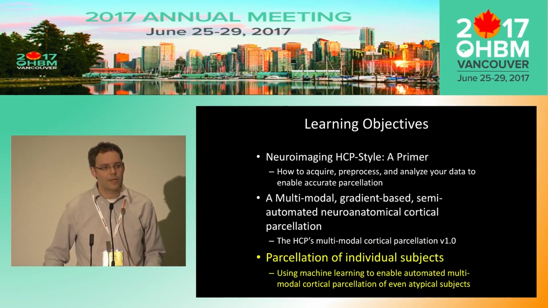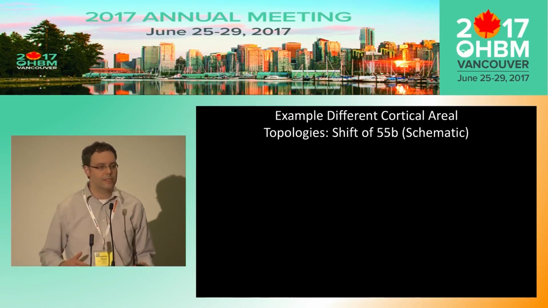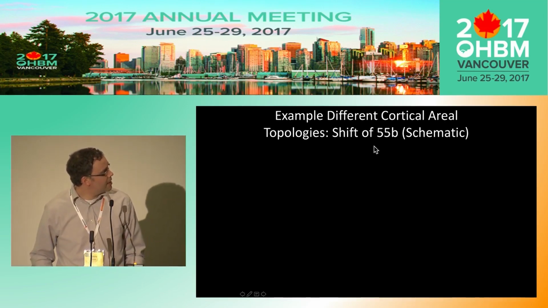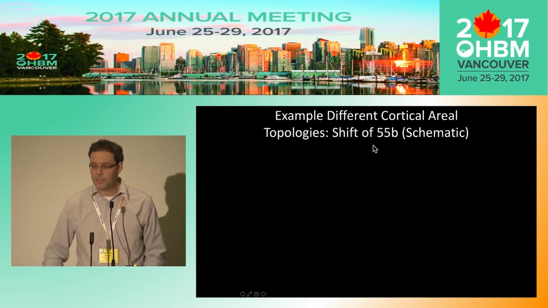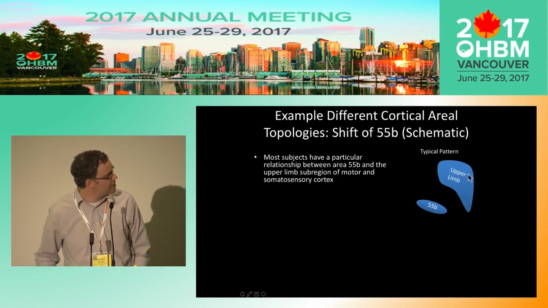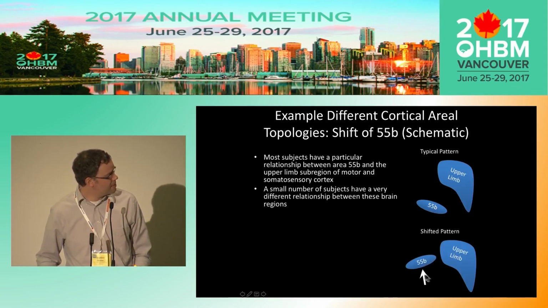And we'll talk a little bit about individual subjects now, parcellation of individual subjects. So we'll focus again on area 55b and how it can take different forms in different subjects. Most subjects have this relationship between the upper limb sensory motor subregion and 55b. It kind of points down here. But some subjects actually have 55b up here.